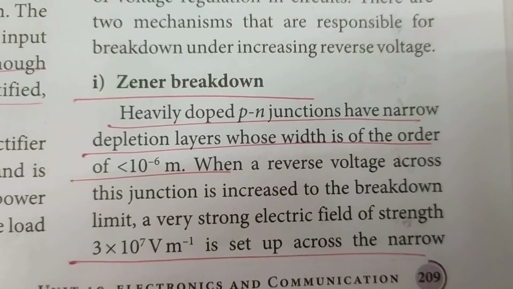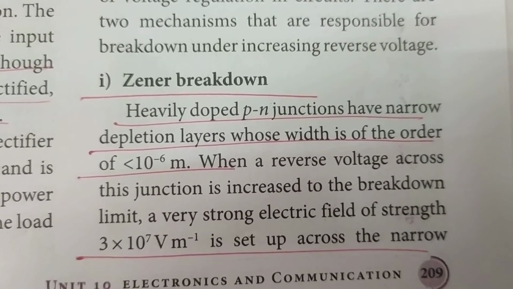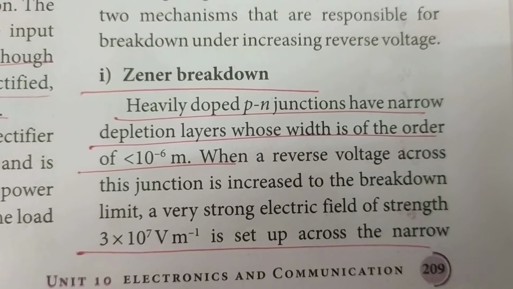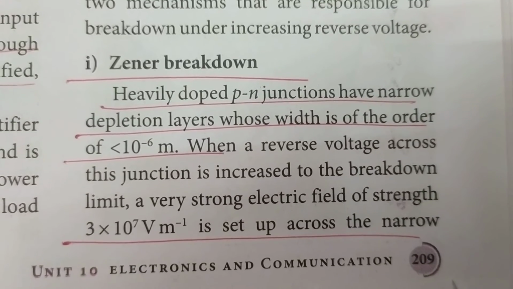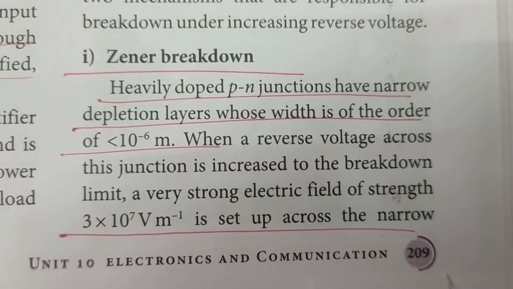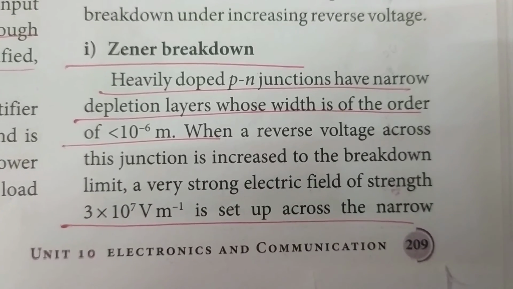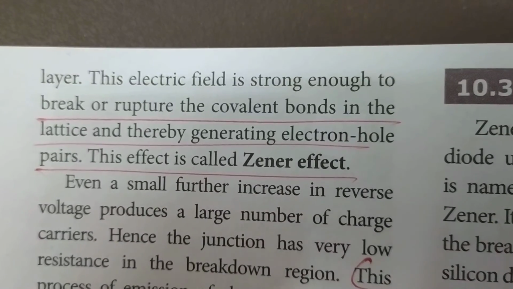Zener breakdown means it is heavily doped. Heavily doped means a large number of impurities are added. The depletion layer is very narrow, of the order of less than 10 power minus 6 meter. Because of that, a very strong electric field, 3 into 10 power 7 volt per meter, is set up across the junction. So here a strong electric field is created.